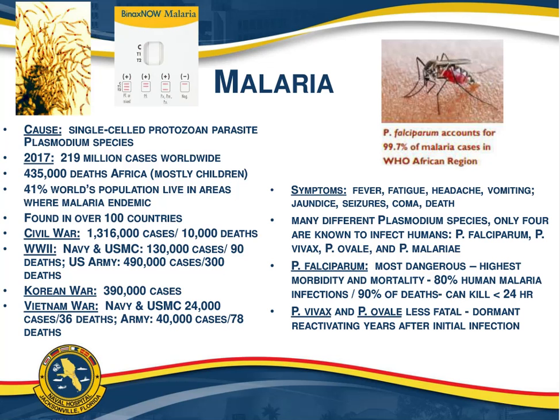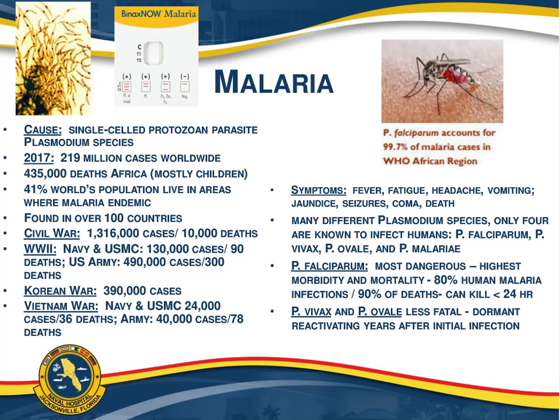Malaria is a single-celled protozoan parasite. We tend to think, unless we study it a little bit, that it could be a virus or a bacteria. No, it's an animal. It's a protozoan, a little one-celled animal that causes malaria. There are 219 million cases worldwide, 435,000 deaths in Africa, mostly children. 41% of the world's population live in areas where malaria is endemic. It's found in over 100 countries.